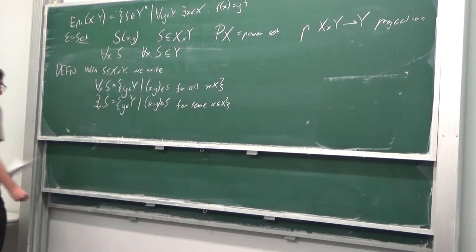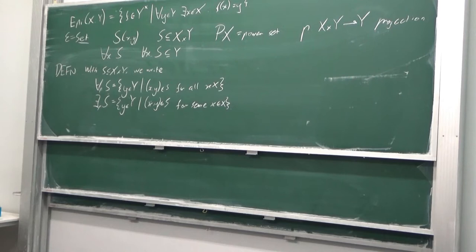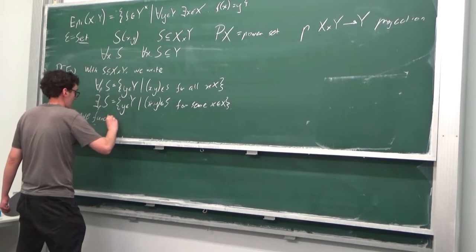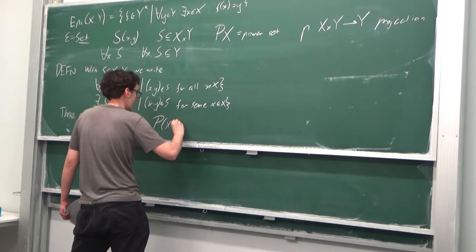The reason for the subscript P will become clear in a couple of theorems' time, but for now it's just sitting there. So this defines a set, but we can also turn this into a functor between exists P and for all P, which go from P of X cross Y to P of Y.